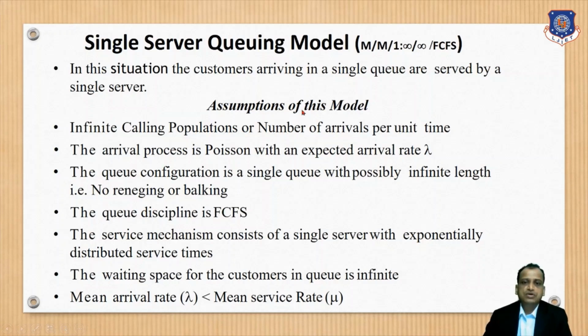And what are the assumptions? We already discussed this: the expected arrival rate is lambda, no reneging is there, no balking is there, right? The behavior is normal, discipline is FCFS, arrival rate is again Poisson here, service rate is exponentially distributed over time, the waiting space is infinite, and be careful here, mean arrival rate is less than mean service rate. If it is the other way around, if mean arrival rate is bigger than mean service rate, then the queue will be uncontrollable.